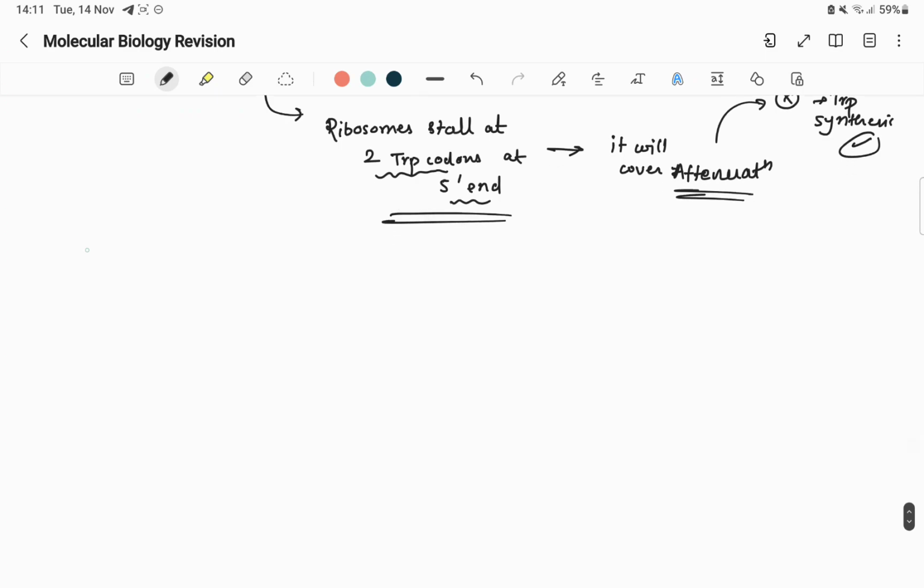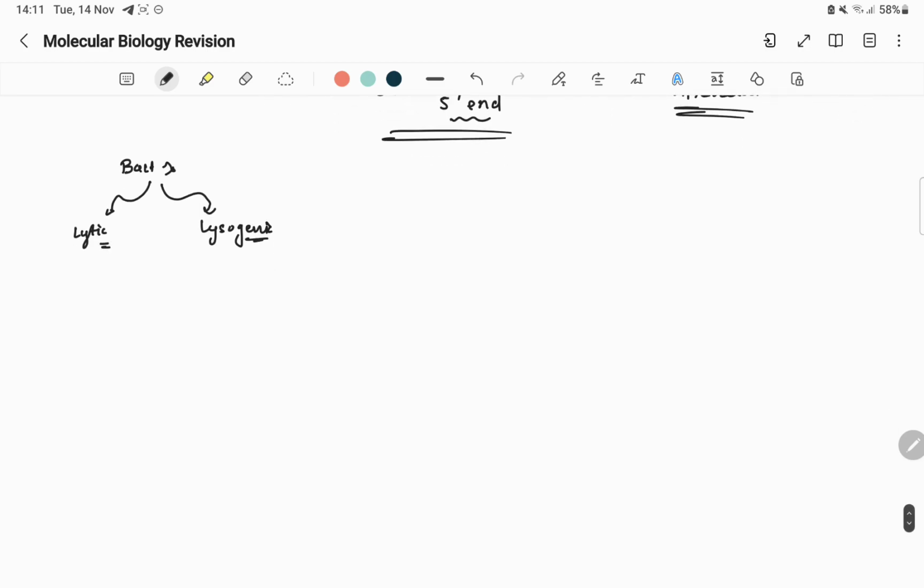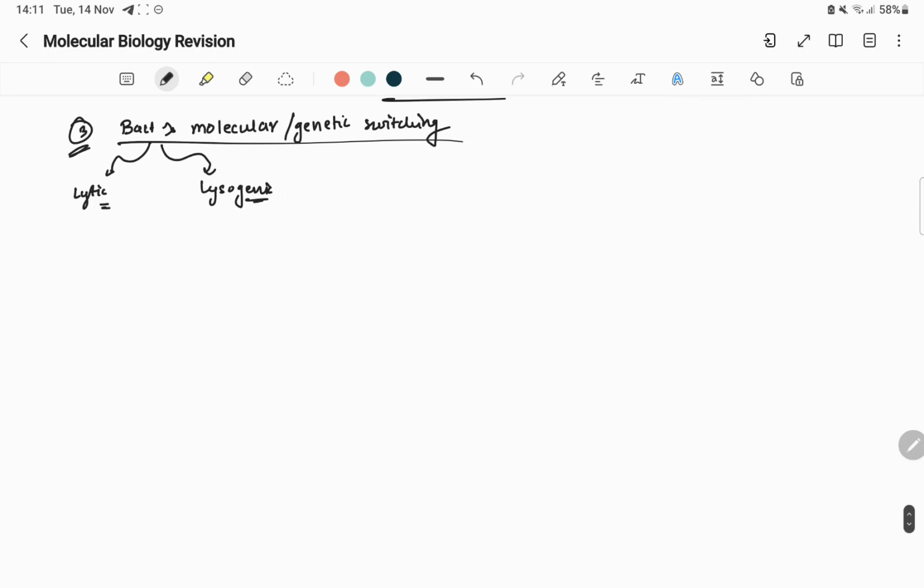Then we have the genetic switch of bacteriophage lambda also. Bacteriophage lambda has a lytic phase and a lysogenic phase. I'm telling it in very little detail. This is called molecular or genetic switching in bacteriophage lambda. In the lytic phase, the virus is very virulent. In the lysogenic phase, it is dormant.